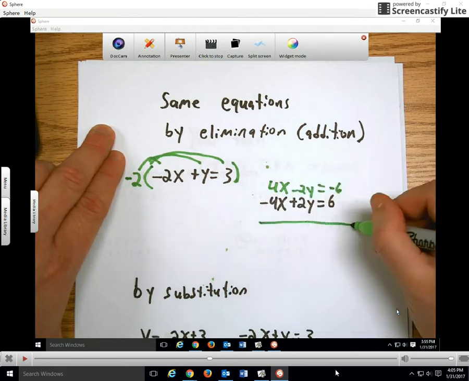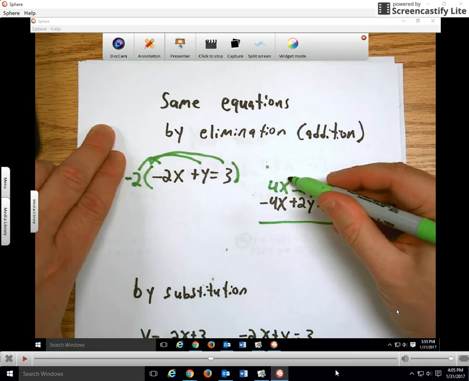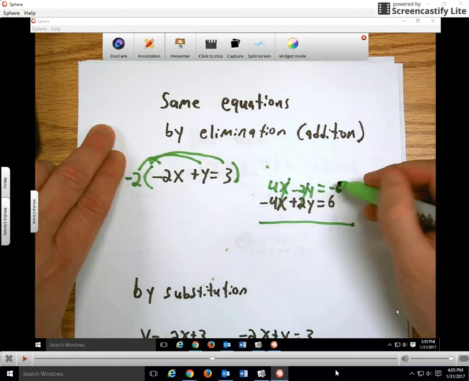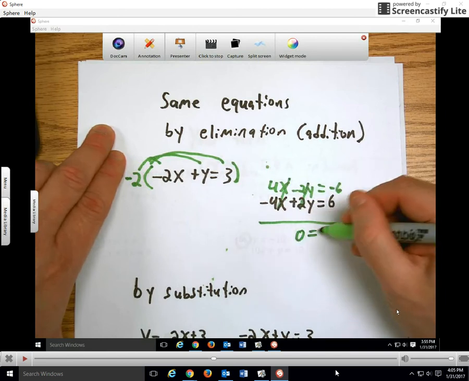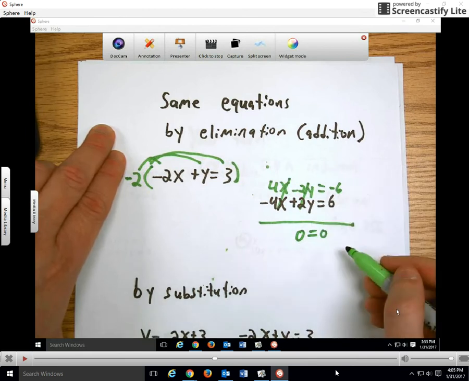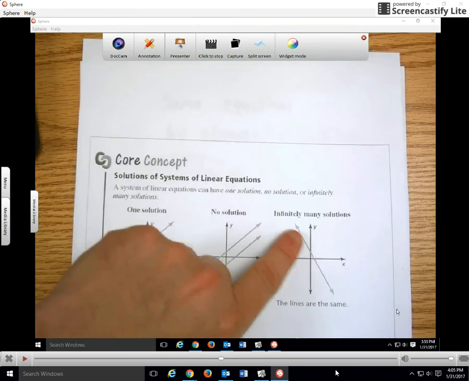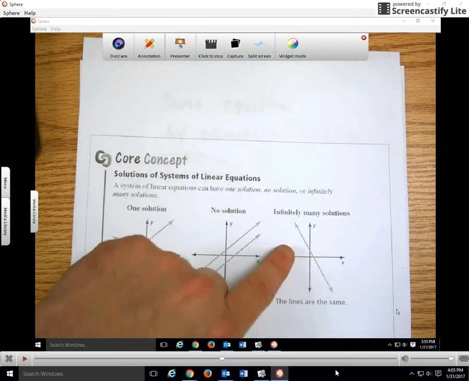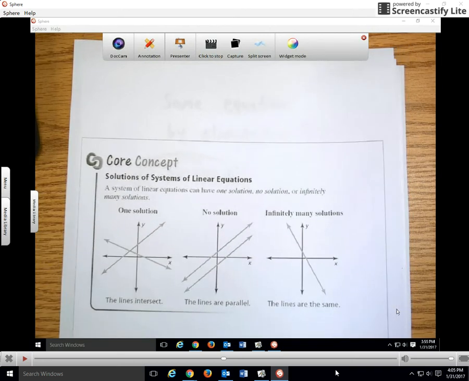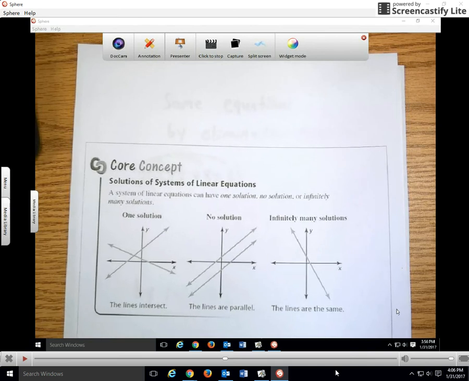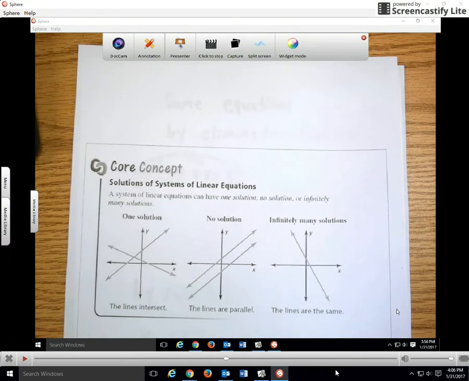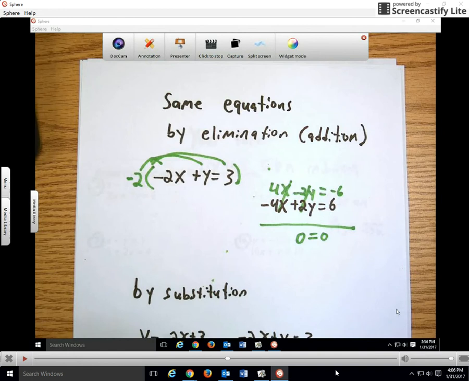And we'll add them up, and we'll see that, oh yeah, the x's get eliminated, but the y's do too. Actually, everything gets eliminated. And since this is always true, that 0 equals 0, it means that the answer is an infinite amount of solutions. In other words, whatever you put in for x in one of these equations, you'd get a resulting y.